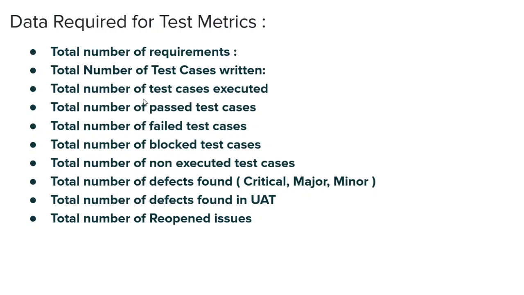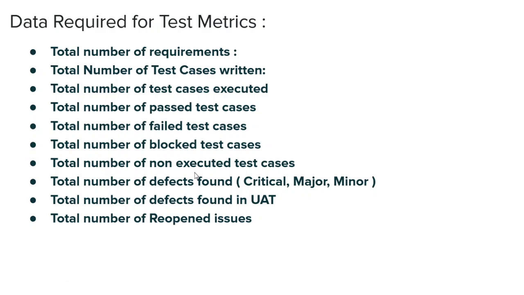Out of those test cases, how many test cases got passed, how many got failed, and how many got blocked. Blocked means whenever in the first round of testing you found some issues, which can be a P1 issue or P0 issue, and because of those issues some test cases got blocked, meaning you could not execute those test cases because of the failed issues. Such test cases are blocked test cases.